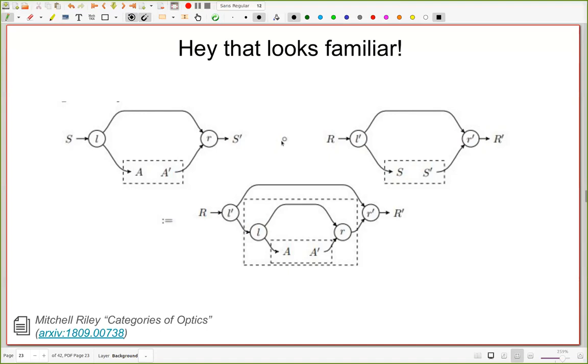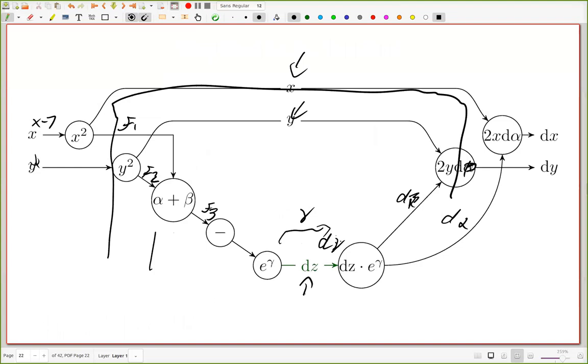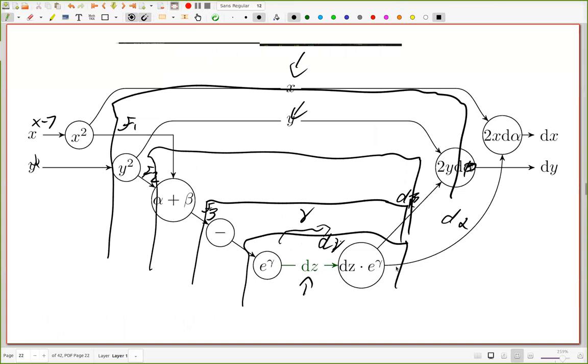And I was pointed to this excellent paper, Categories of Optics, by Mitchell Riley. If you look at that, he says two optics compose in this way: you have two optics, one here and one there, and you compose them by plugging this optic into the hole of the other one. If you squint a little bit and go back to our previous slide, that's exactly what we have here. A composition basically consists of the stack of nested what Mitchell Riley calls optics.